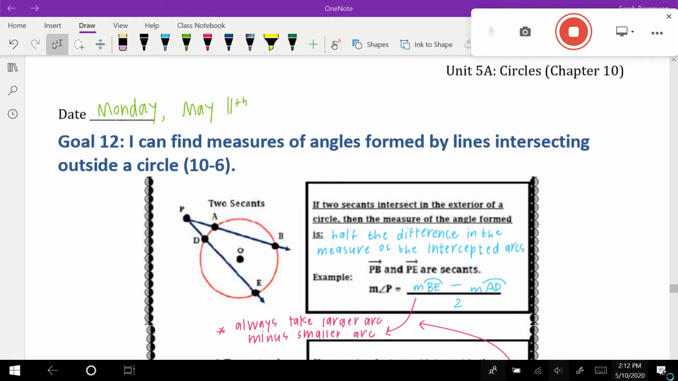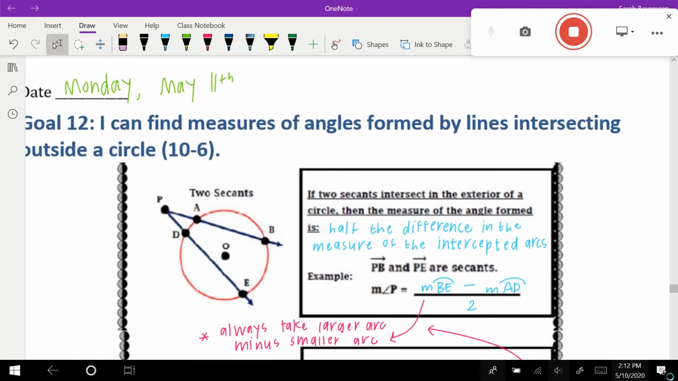Today we are going to be learning about Goal 12, finding the measures of angles formed by lines that intersect outside of a circle. So there are three different cases that we can have for lines intersecting outside of a circle. Here's the first case.